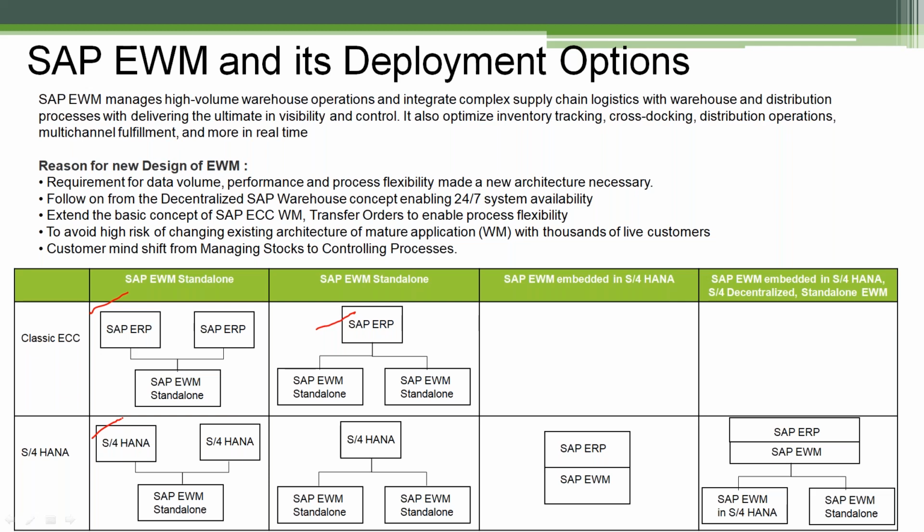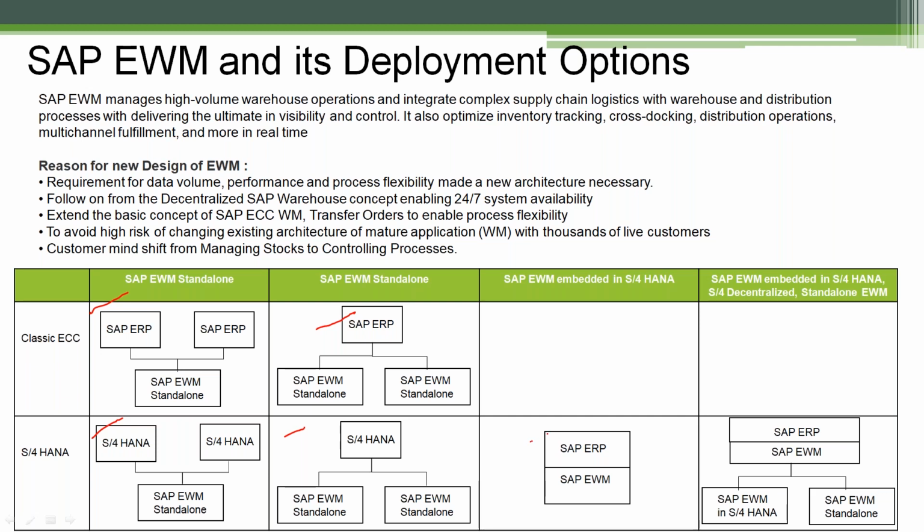It can talk to one or more S/4HANA systems. In the same way as we discussed, one ERP system can have one or more EWM decentralized systems, depending on the number of warehouses the ERP system needs. So more than one decentralized warehouse can also be connected to an S/4HANA ERP system.